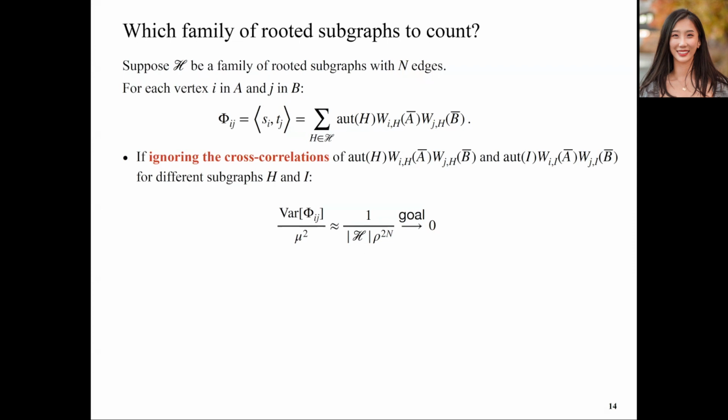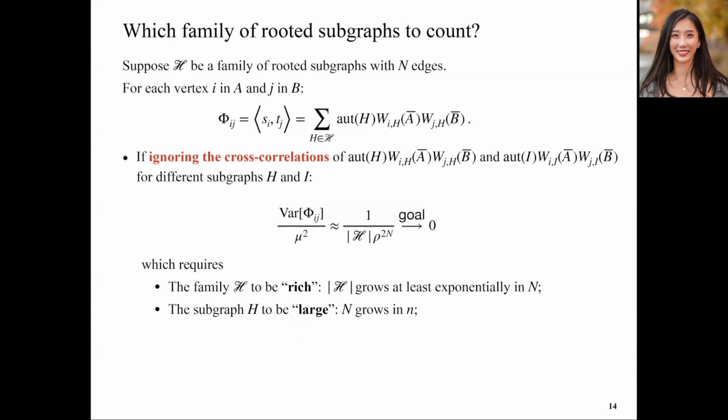Then this requires two things. One is that we need this family to be rich, so that the cardinality of the family grows at least exponentially with respect to the size of each rooted subgraph. The second thing is that we also need each rooted subgraph H to be large enough, so that capital N grows with respect to the size of A and B.